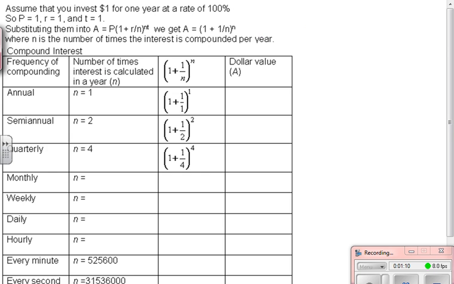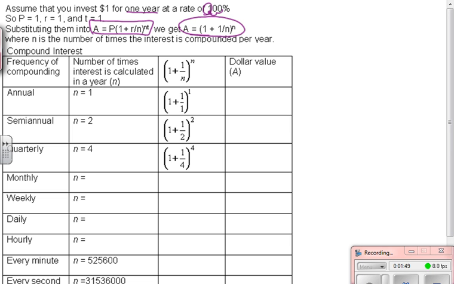But when you look at a table, we're going to invest $1 for 1 year at a rate of 100%. So our P, our principal, is 1. Our rate is 1, because if you think about 100% as a decimal, it's just 1. And time is 1, because it's 1 year. So we're going to put them into our equation, and it'll simplify down to this. So n is what we are going to change in this problem. N is the number of times the interest is going to compound per year.